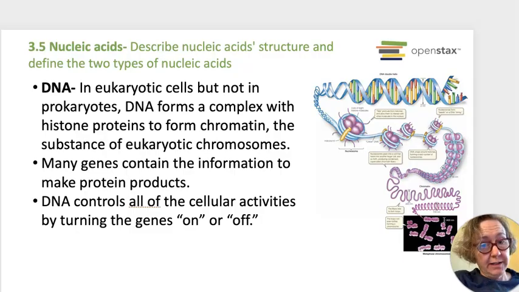DNA is in linear form in eukaryotic cells, but not in prokaryotes. Remember, in prokaryotes, it just twists and winds around itself. DNA forms a complex with histones, right? Our DNA is going to wind around these histones to form chromatin, and that chromatin is going to form chromosomes. See what they did there? Chromatin, chromosomes. And the genes contain the information to make protein products. DNA controls all of these cellular activities and can turn genes on and off.